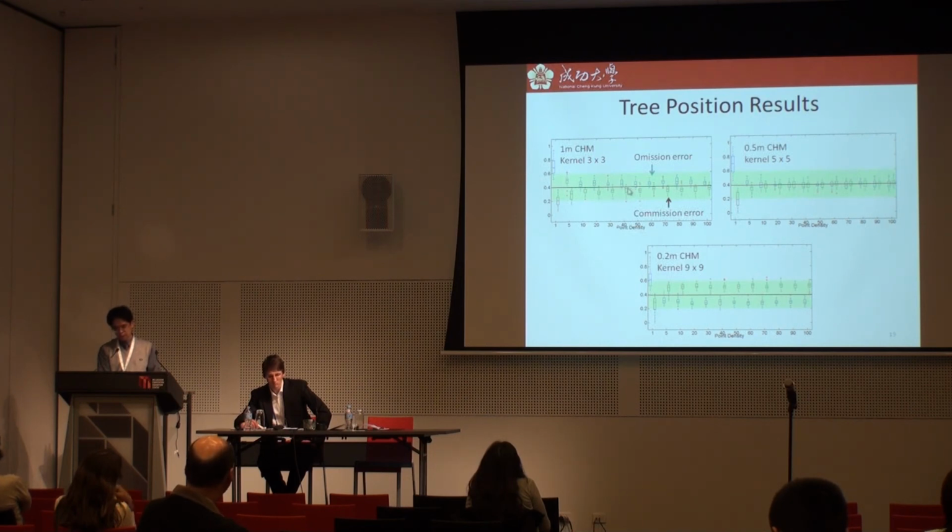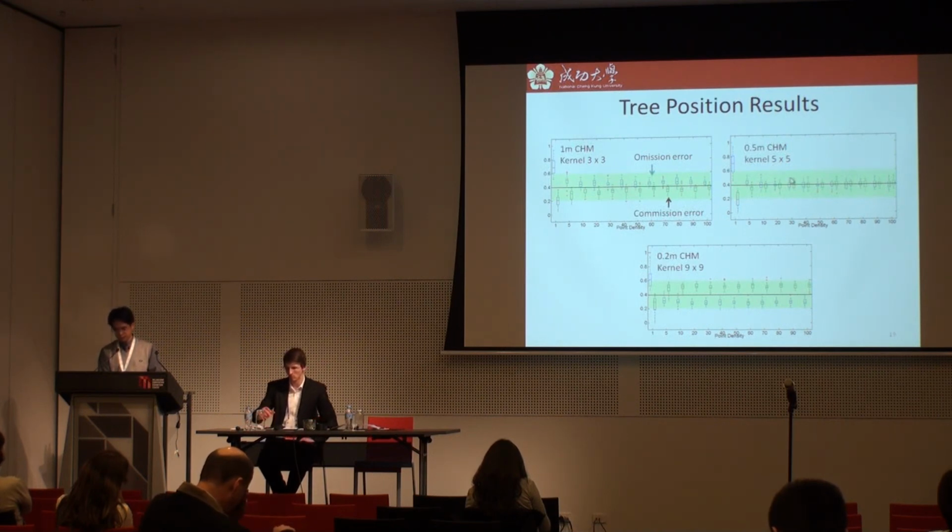Those commission errors and omission errors are within a certain range. So if we compare the best results for each pixel resolution, we found the best combination would be the half a meter CHM using the kernel size of 5 by 5 for this area.